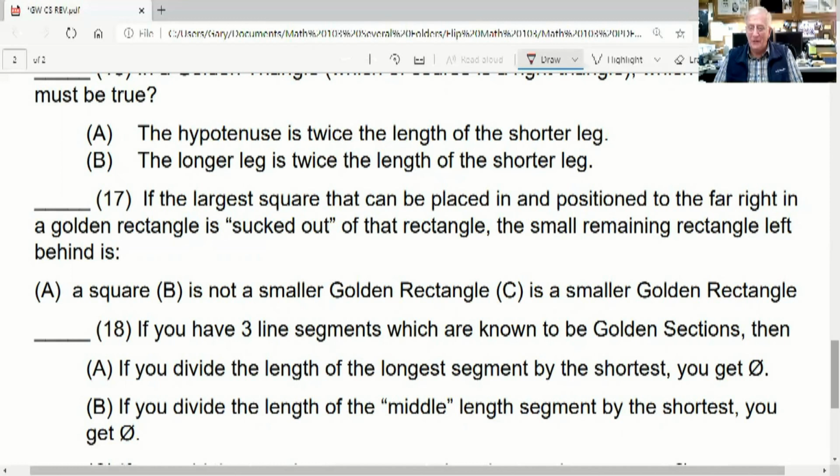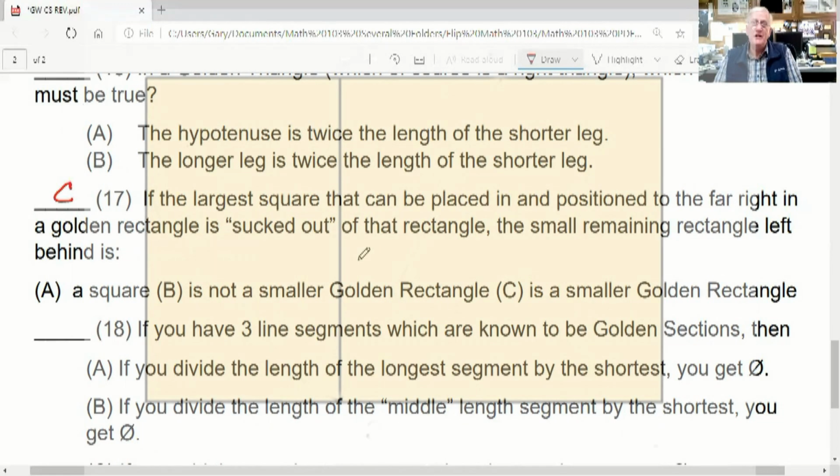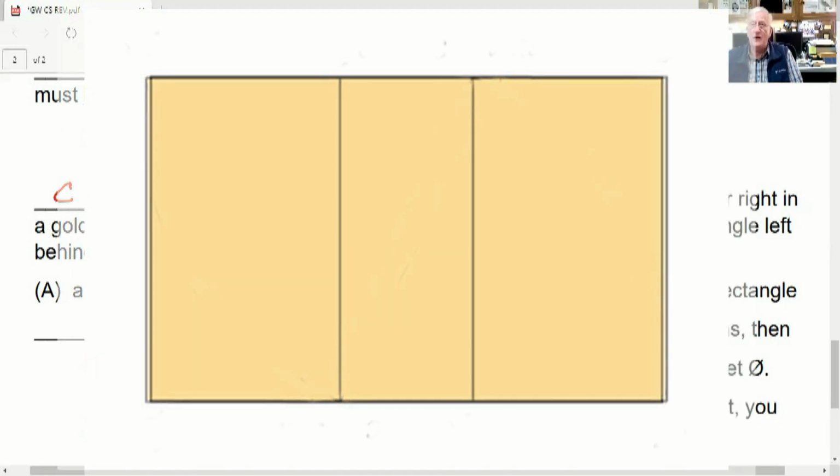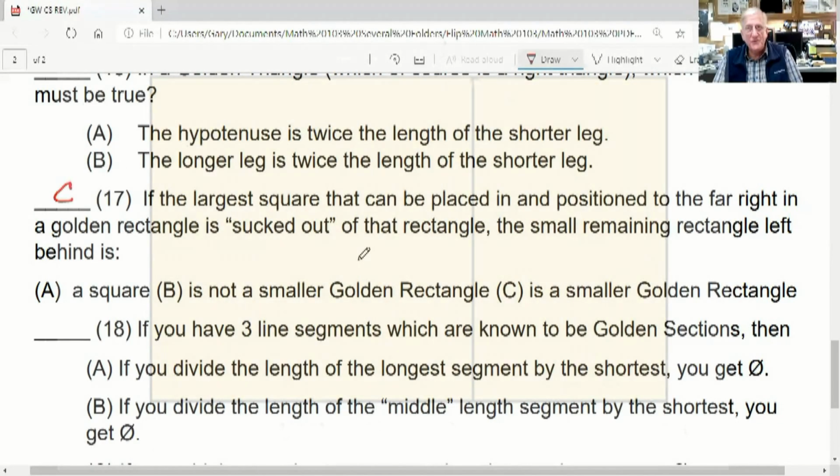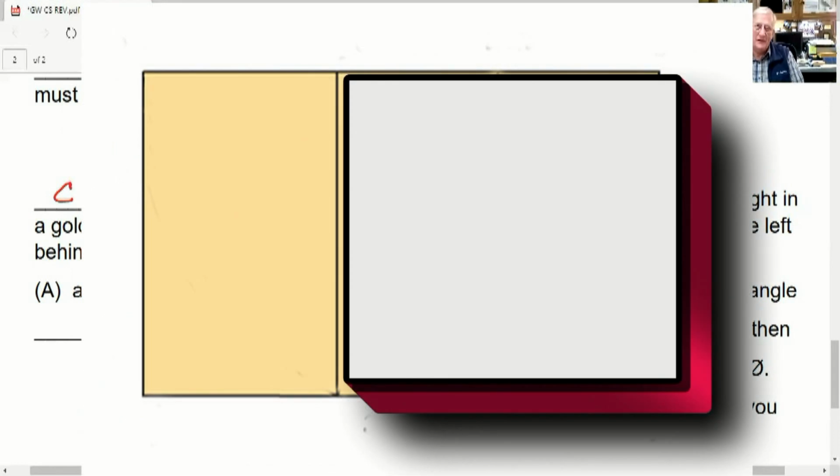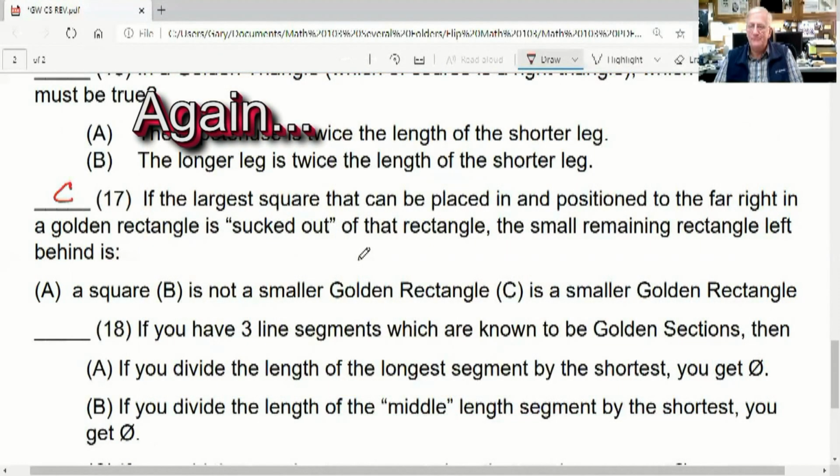Well, I believe you will recall that the correct answer for this is C. When you suck the largest square out of a golden rectangle, positioned either to the far right or to the far left, there is a smaller rectangle left over. And we have shown that that smaller rectangle is indeed a golden rectangle.